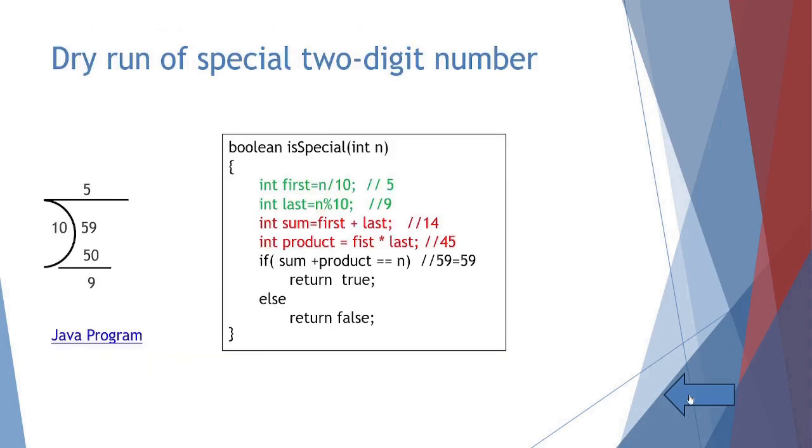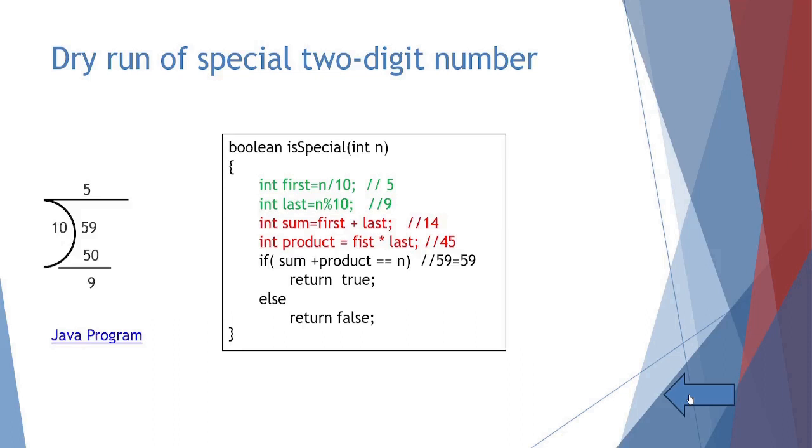Now let's understand the dry run. Since there are only two digits, no need of a loop to extract digits. See the left side. 59 is divided by 10. 10 fives are 50 and 9 is the remainder. So the divide sign gives the quotient and the modulo sign results in the remainder.